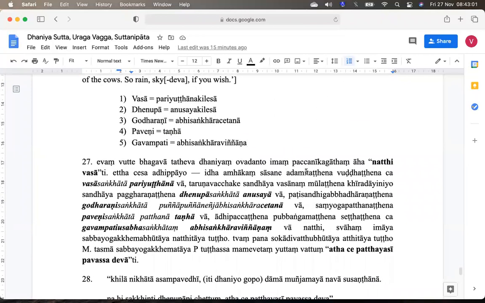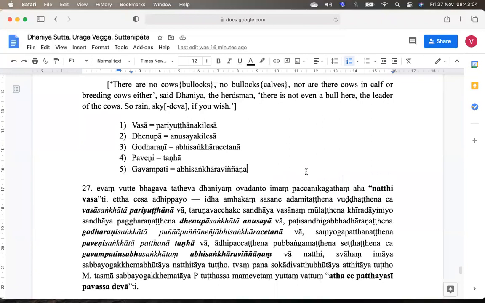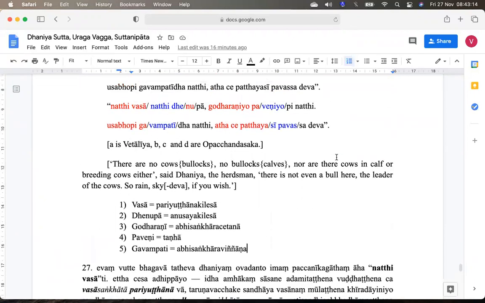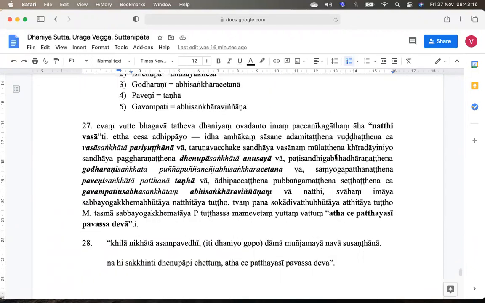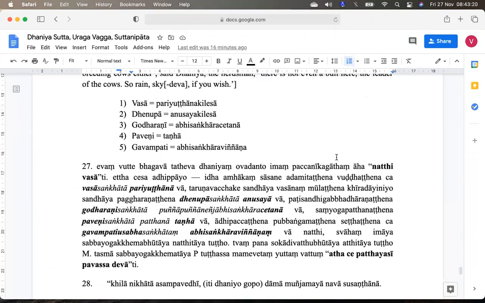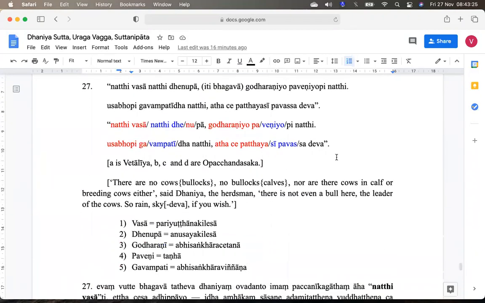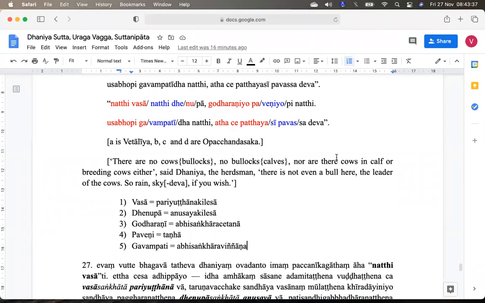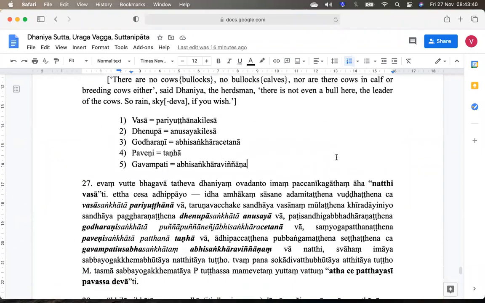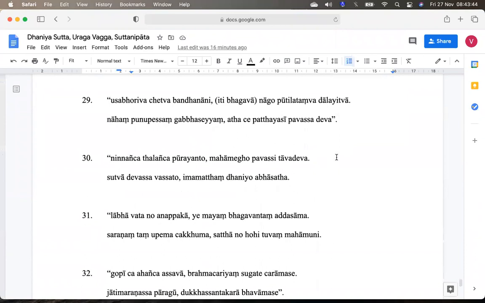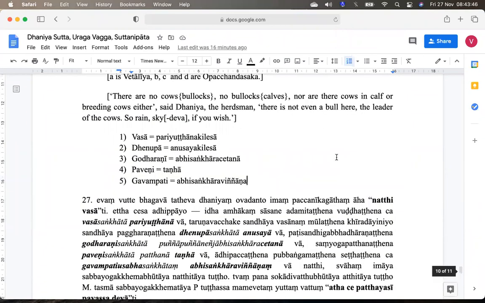Okay, any question? So no more questions. Okay, so in the Dhaniya Sutta, two stanzas together we should learn, because of the comparison and the things being compared. That is why only one stanza is not complete learning. Now 15 minutes remain, but not enough for the next two stanzas. So, okay, let's stop for today.